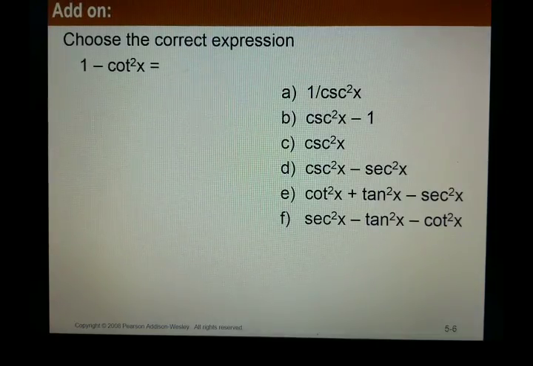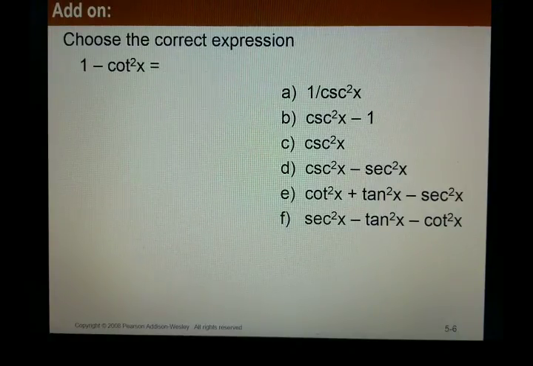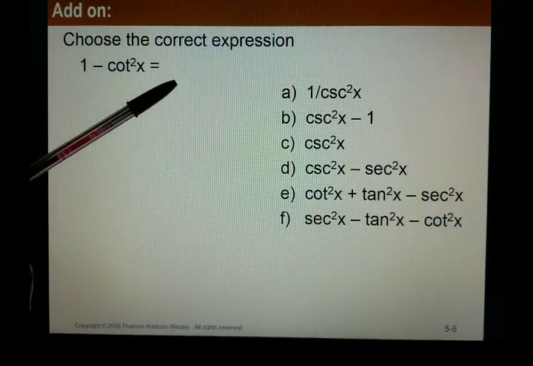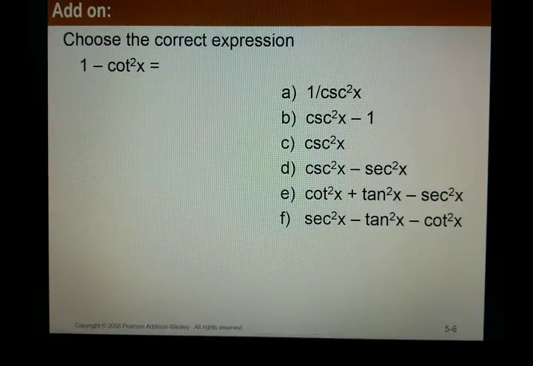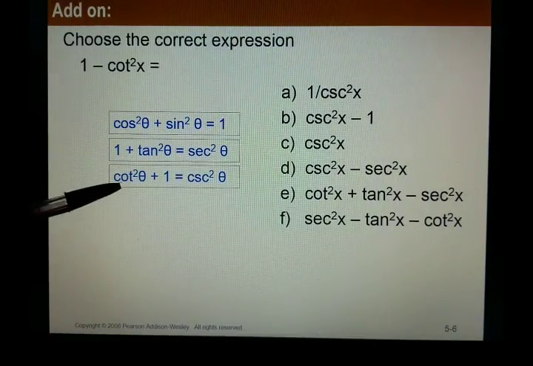So this one here would be like a multiple choice answer. Now it could have more than one choice. They said to choose the correct expression. So if the problem is 1 minus the cotangent squared, which of these does it equal? Maybe A and B. So in other words, it doesn't have to be just one of them. So this is what we need to figure out. Now remember our Pythagorean identities. Now this has a cotangent squared, so I do want to start there.